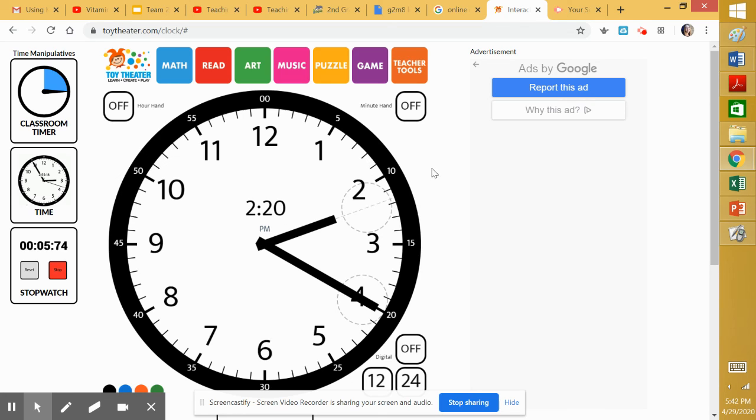All right, guys, keep up the good work and keep practicing telling time. Find an analog clock in your house. It may be a watch. You might have to get an app on your mom's cell phone. Practice telling time. All right, guys.